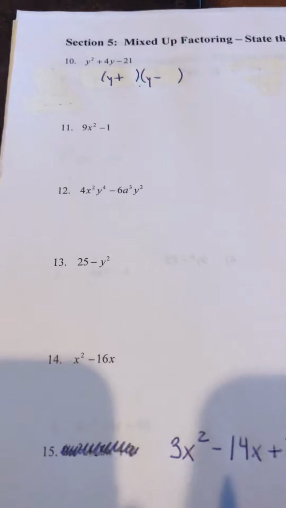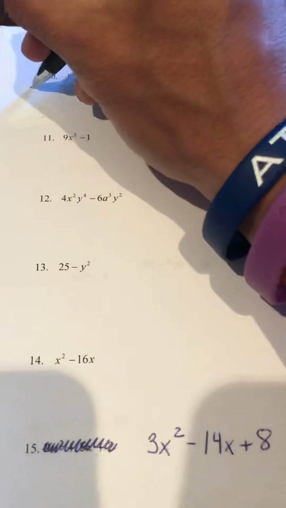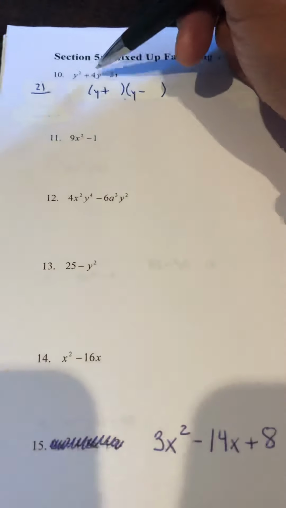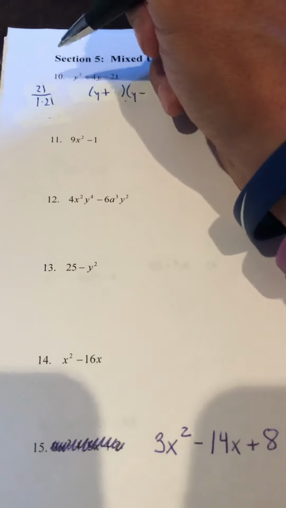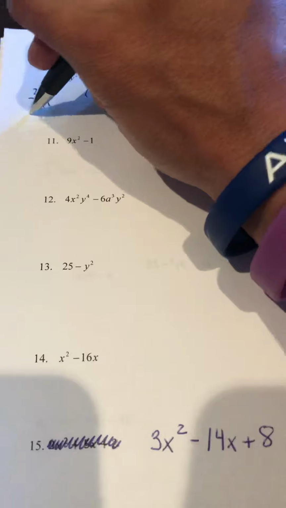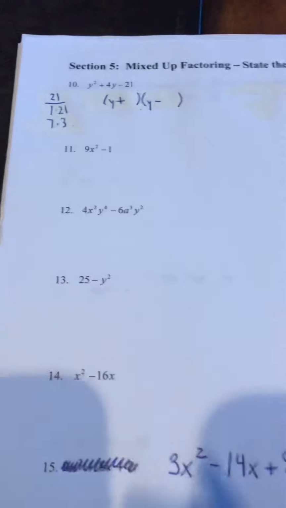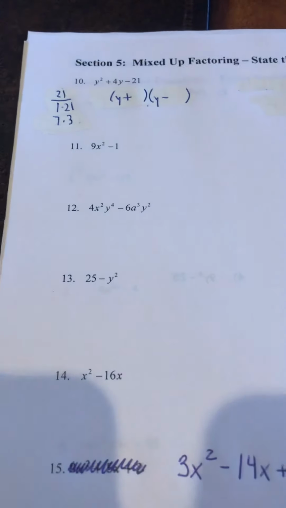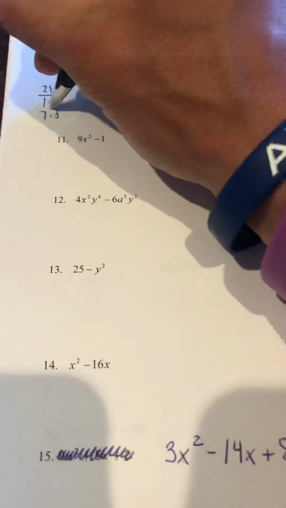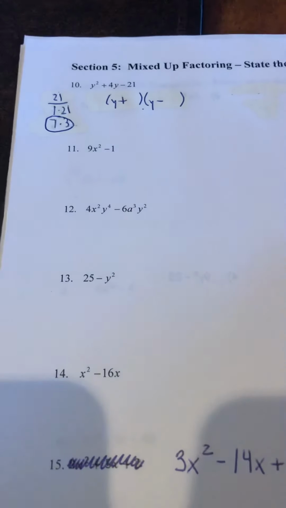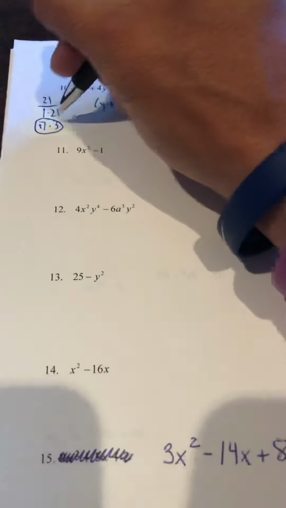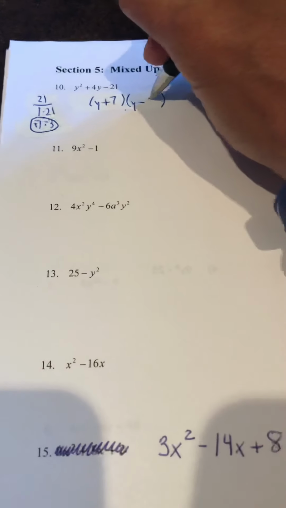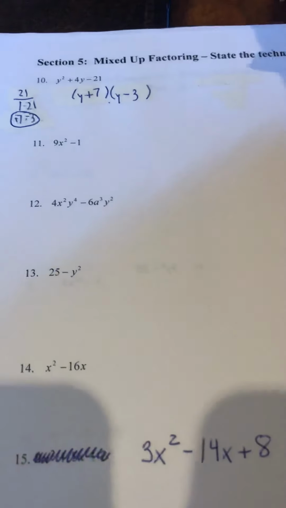Now we want to look at 21, and we need to find factors of 21 that will give us 4. Well, the factors are 1 times 21 and 7 times 3. The only ones that, when added or subtracted together, can give us a 4 will be 7 and 3. My 7 will be positive, and my 3 will be negative. We then take a look and we check.